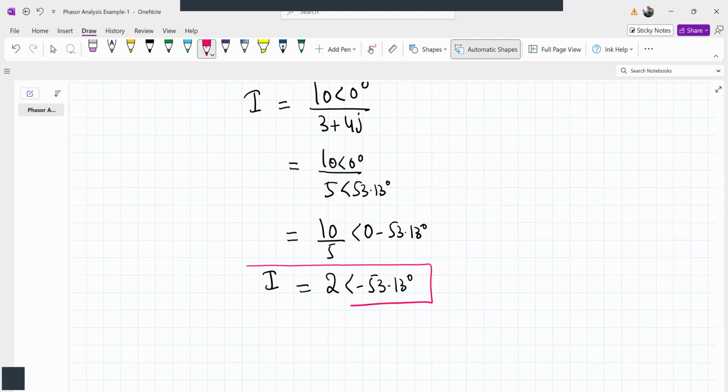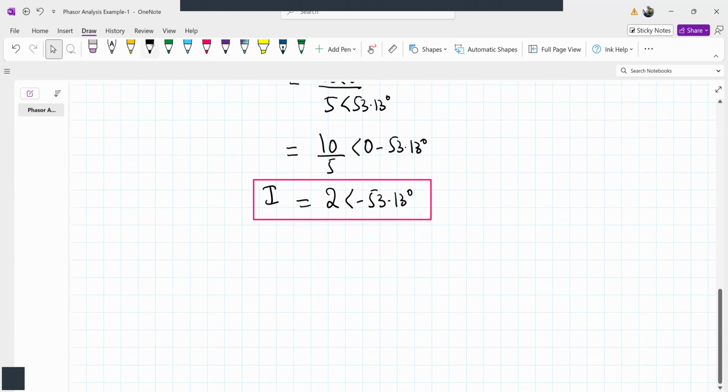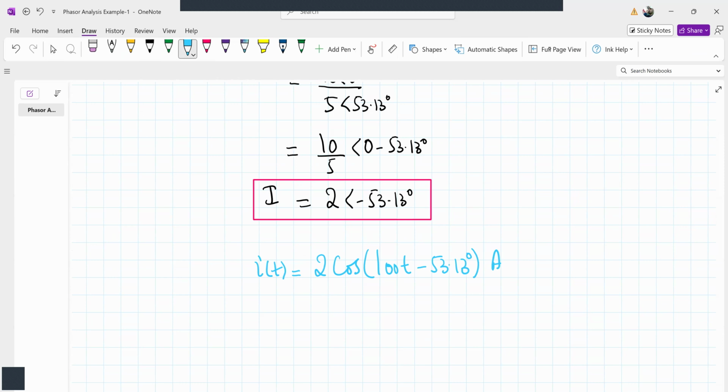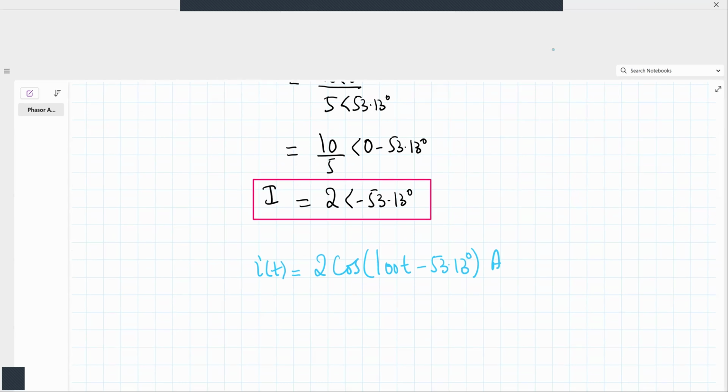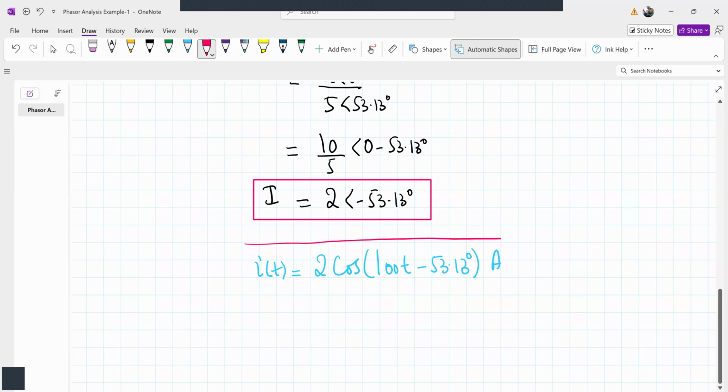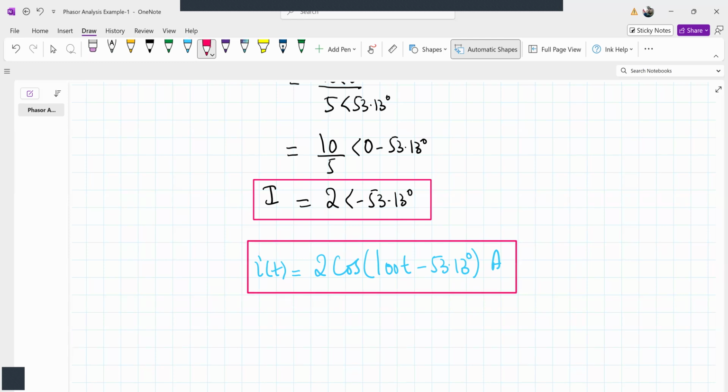To find i of t, we know how to convert a phasor current to time domain form. i of t simply will be equal to amplitude 2 cosine, now the frequency is 100 here, so 100t minus 53.13 degrees amperes. So this is the phase of this. This is the current flowing in the series circuit.